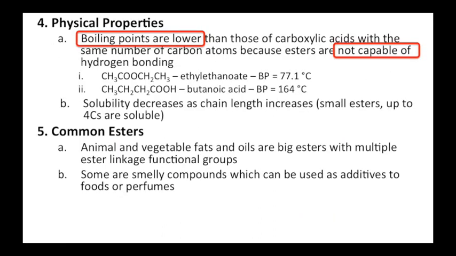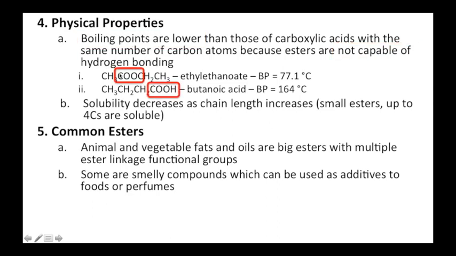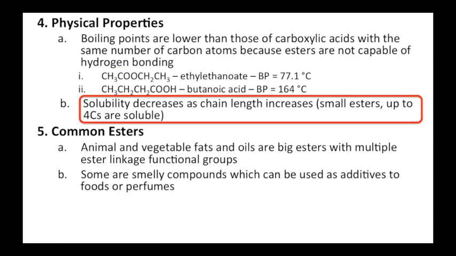Great. Physical properties. Boiling points are lower, because these do not have hydrogen bonds. These are not capable of hydrogen bonding. So you can take a look here. COO has a boiling point of 77.1, whereas COOH, the carboxylic acid, had a boiling point of 164, because this has the hydrogen bond. This one doesn't. Okay, and solubility decreases as the chain length increases. In other words, the more carbons we add to the chain, the lower the solubility.